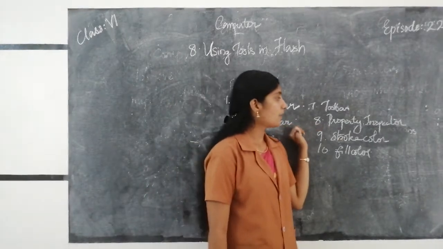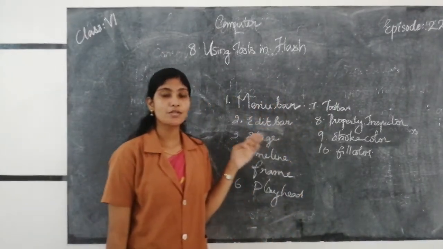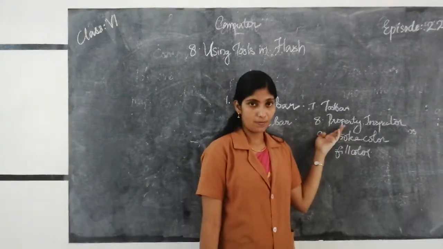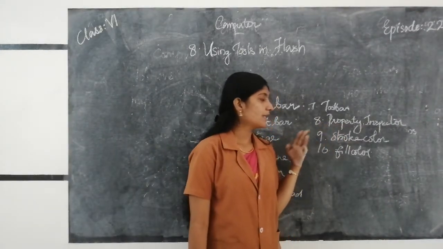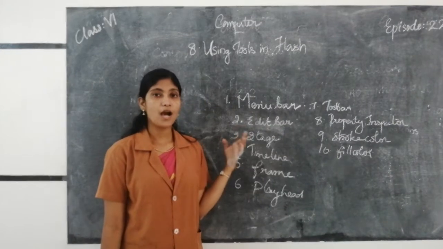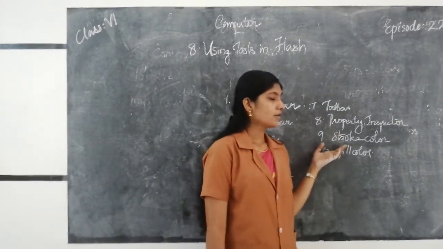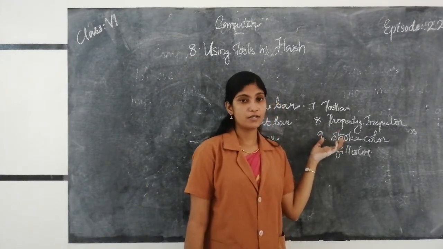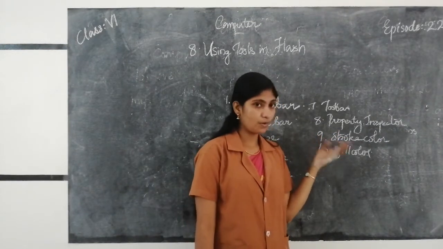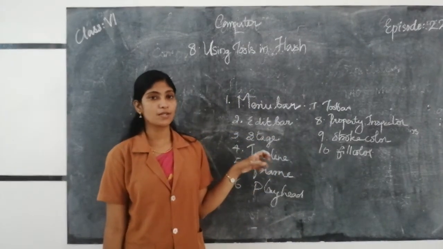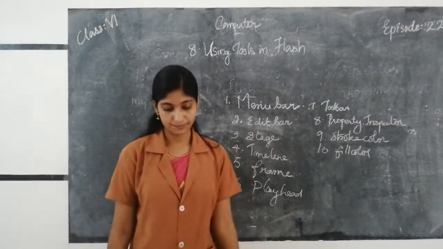And the eighth one is the property inspector. If you want to change the properties, then you can choose the property from the property inspector. And the ninth one is stroke color, simply the outline of the lines you draw, and you can apply color to the stroke or outline colors. Then fill color, to simply fill the colors using the fill color option.